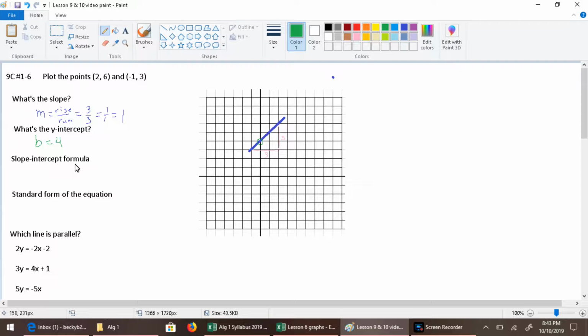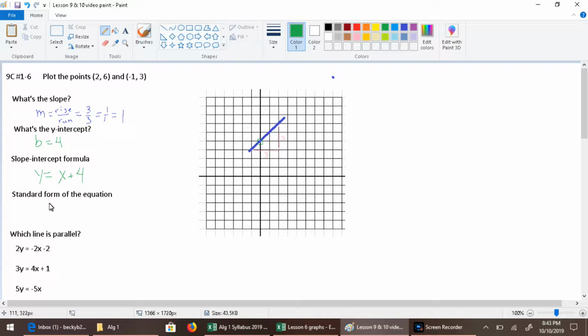So then the slope-intercept formula for the line is going to be y = mx + b. Y equals, m is just 1, so we can just leave it out because we understand that there's a 1 right here. Y = x + 4.